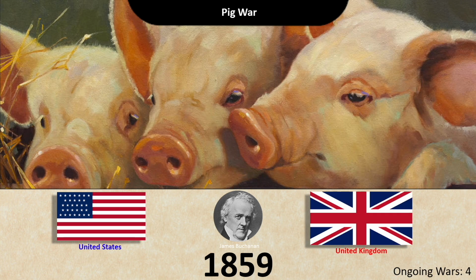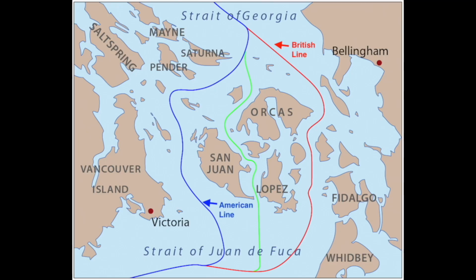Alright, the next year, in 1859, you get the Pig War. Alright, bro, let me tell you, bro. This did not happen, bro. Just listen to this. Alright, so basically, an American farmer named Lyman Cutler had moved to San Juan Island and one day found a pig in his garden, and it was eating his plants, so he shot it.